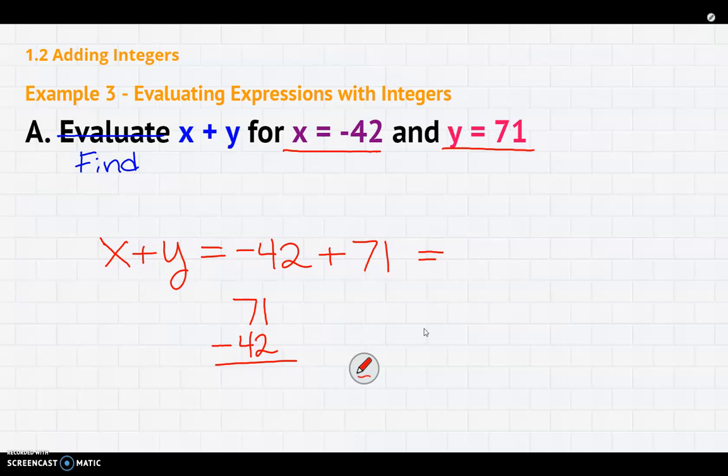And I can't do 1 minus 2, so I will have to borrow. So this becomes a 6. This becomes an 11. And 11 minus 2 is 9. 6 minus 4 is 2. So 29. And I should take the sign of the bigger number. Well, 71 is the bigger number, and it is positive. So X plus Y in this case is 29. And I can tell you whatever I want X to be and whatever I want Y to be. In this specific case, I just chose negative 42 and 71.